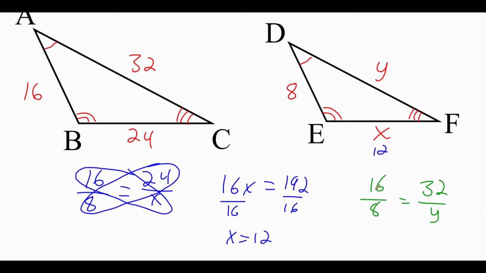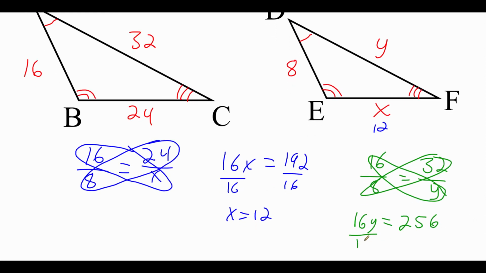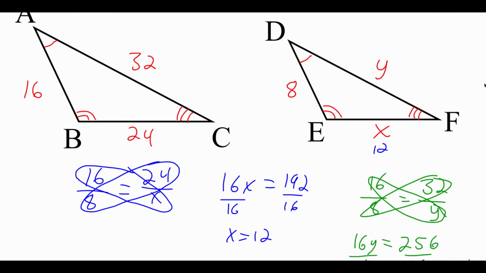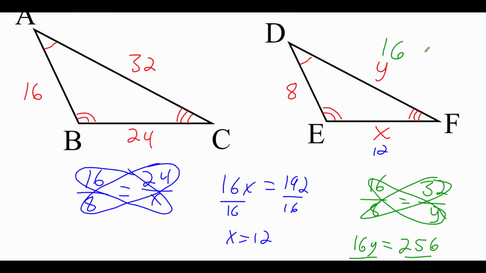Now, because I've got this equation with fractions on each side, I'm going to cross multiply again. So 16 times y is 16y, and 8 times 32 is 256. Now, if I divide that 16 over to the right-hand side, then we should get a y value of 16. So this long side of this triangle is 16. So that's how we can use that side length relationship with similar triangles to help us solve for some missing sides. That's going to be it for this video.